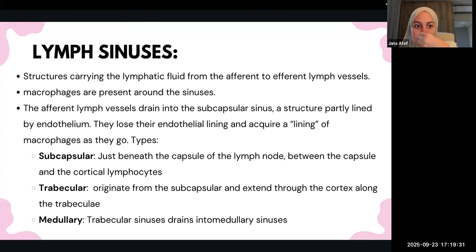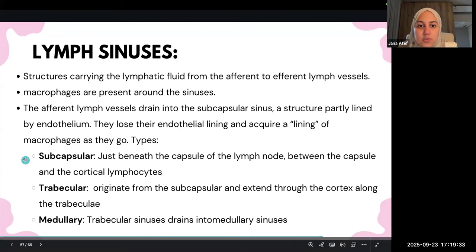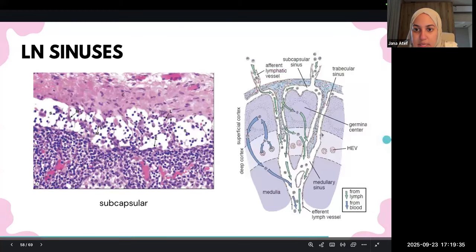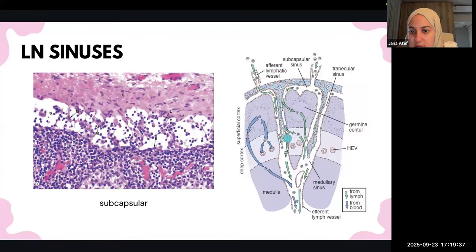So where was the picture that we were explaining? Here. Again, this is how it moves in, it loses its lining and has more macrophages. This is the subcapsular space, subcapsular here, capsular. This is the afferent. It goes inside a subcapsular sinus.